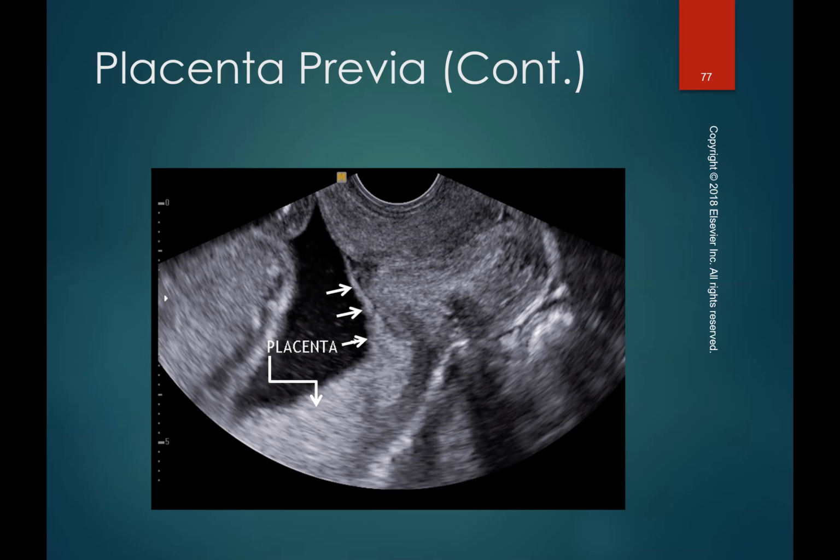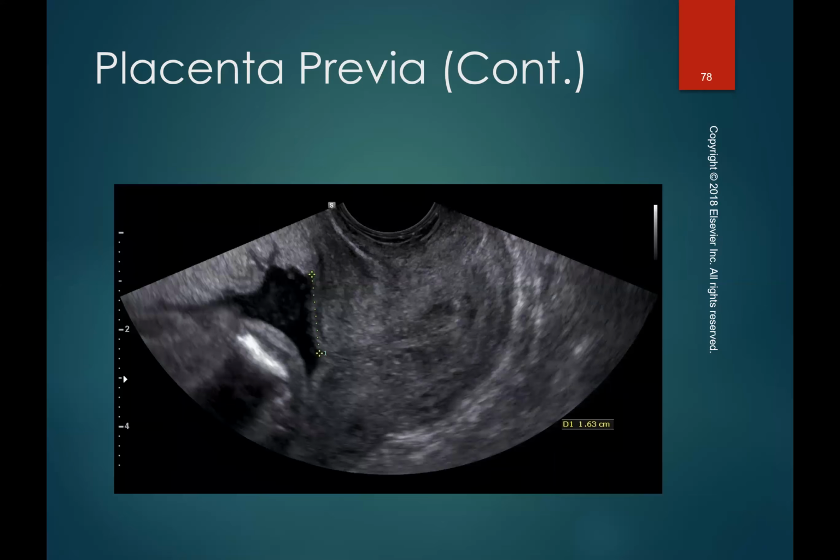This is a transvaginal ultrasound too. Here's another one. This looks like a low-lying placenta. This is the placental edge, and they measure it to the cervical os, which is right here, and it's 1.63 centimeters, so this would be considered a low-lying placenta.